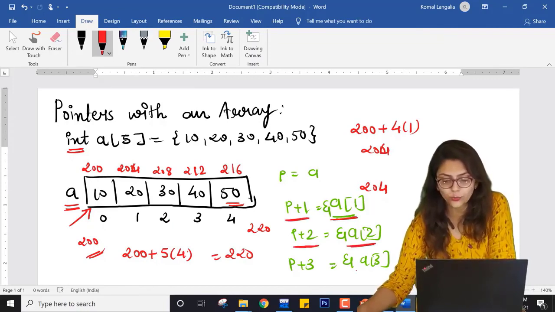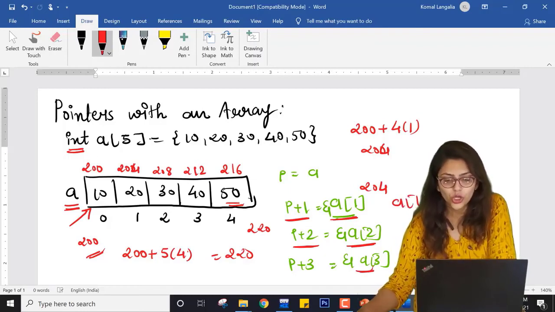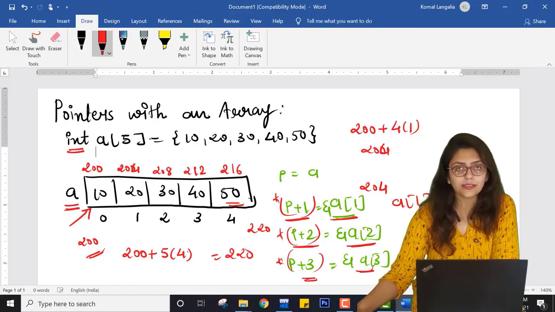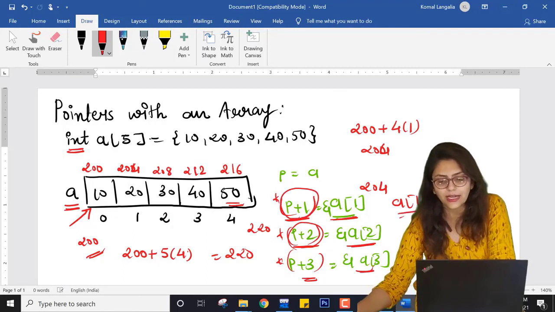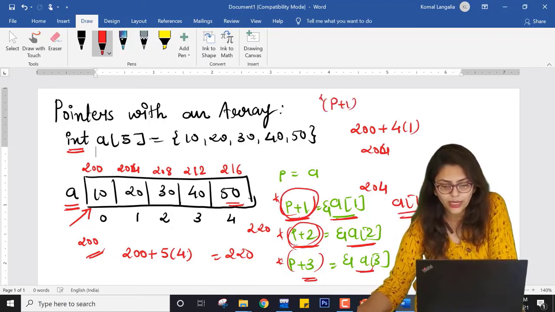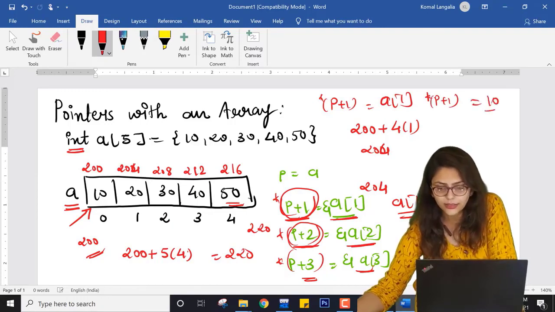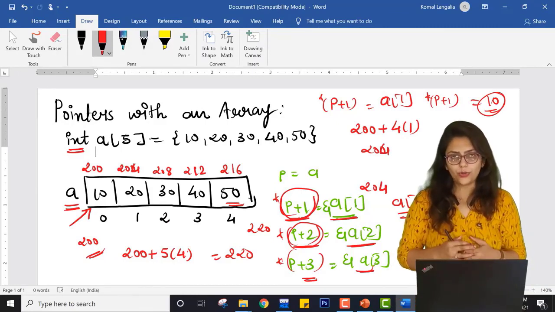What if I access the value at them? What if I access A of 1, not the address of A of 1? So I can simply put an asterisk over here. That means the value pointed to by P plus 3, the value pointed to by P plus 2, the value pointed to by P plus 1. That means A of 1. So here asterisk of P plus 1 equals A of 1, and its answer is 20, right? So this is how arrays and pointers work together.